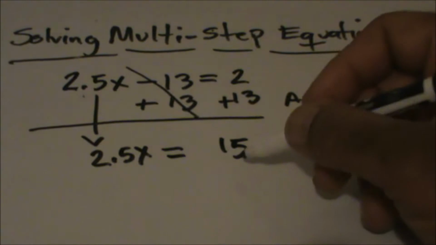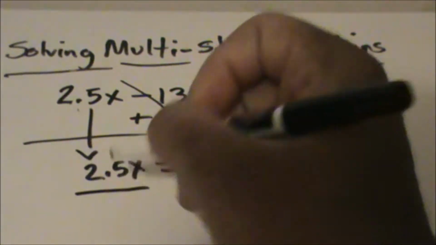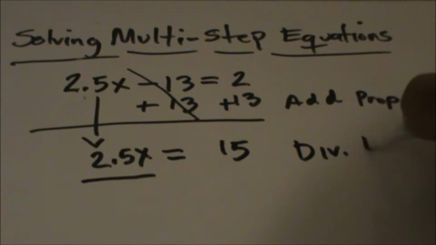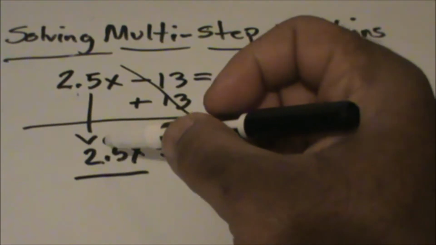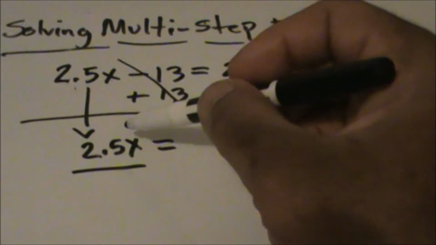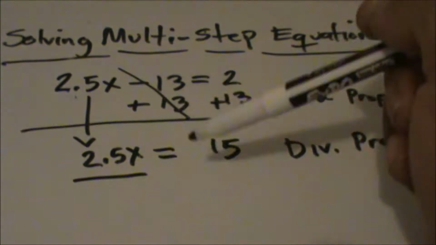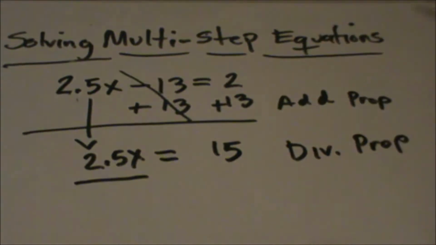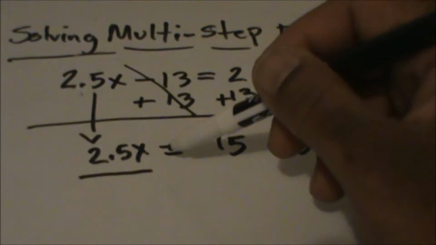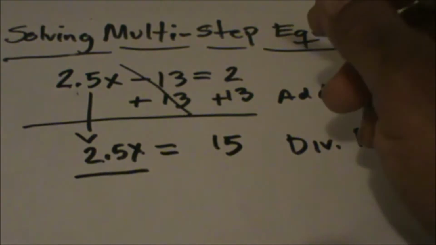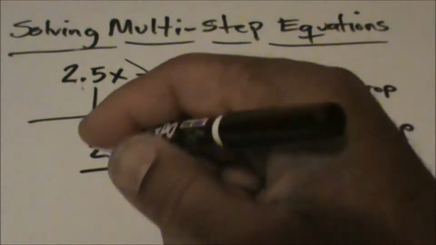Alright? And then the next step is to get x by itself. So we divide. And we use the division property because when you have whole numbers or decimal numbers that are not fractions, I recommend that you divide by the whole number. Now, if the x was a fraction, then I advise to multiply by the reciprocal. Hopefully we'll do some examples later to demonstrate ways to utilize the properties of equality.